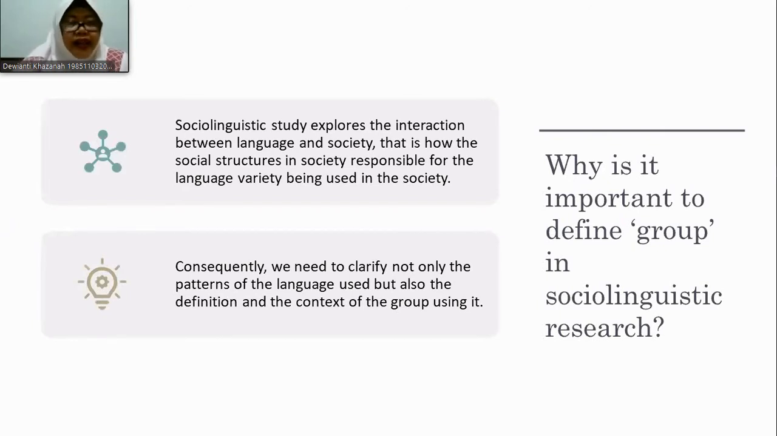Why? Because, as I've mentioned frequently in class, central to sociolinguistic study is the interaction between language and society. The social structures in society are responsible for the language varieties being used. If you want to account for why these people use certain language variations, then we need to know the social structures within the community. So it is important to first define who these people are. One way to define it is by understanding the concept of speech community.